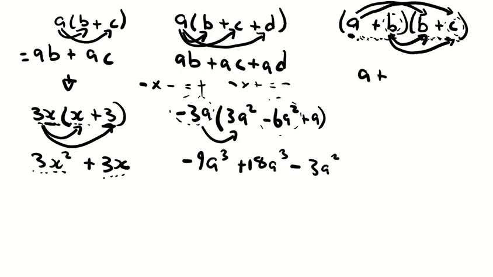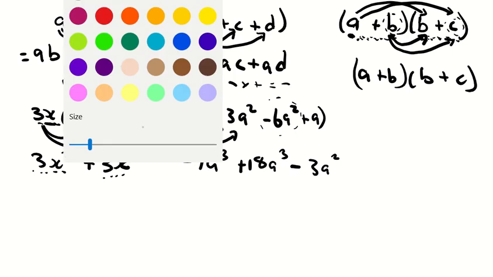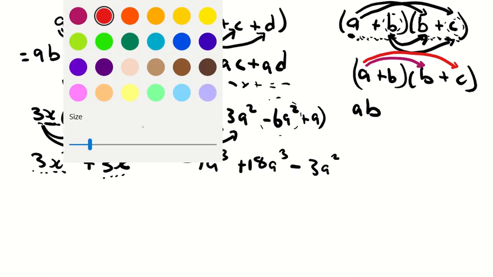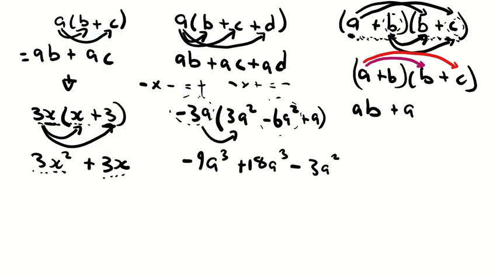Let me rewrite it here. A, b plus c. Okay, now let's do the first calculation. So we're going to say a multiplied by b. A multiplied by b is going to give us, let me change the pen here. It's going to give us ab. And then we're going to say a multiplied by c. A multiplied by c is going to give us ac. And then we're going to write plus ac.